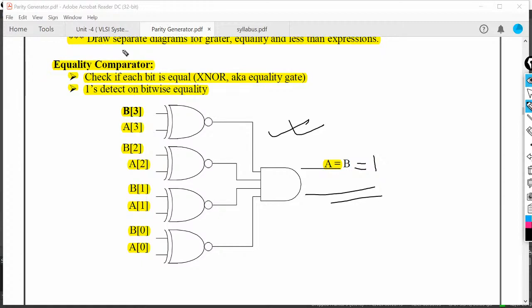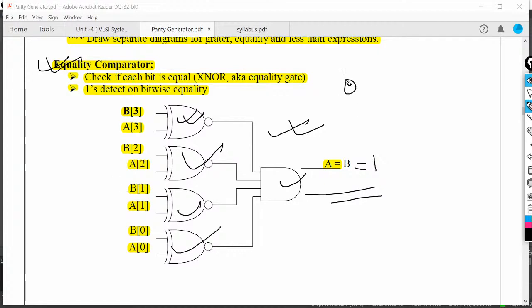Okay, so this equality comparator is also one type of comparator. It can be made by using XNOR gates. There are four XNOR gates and one AND gate.